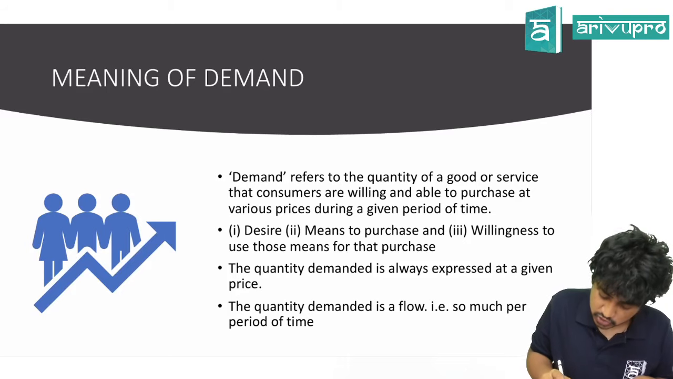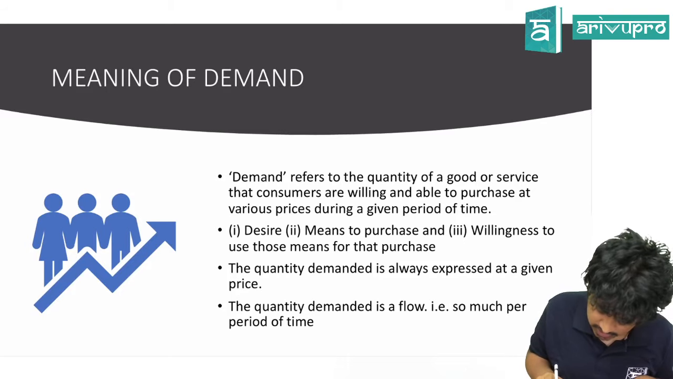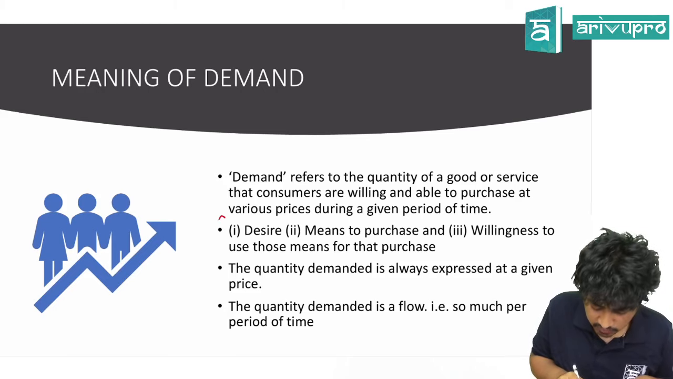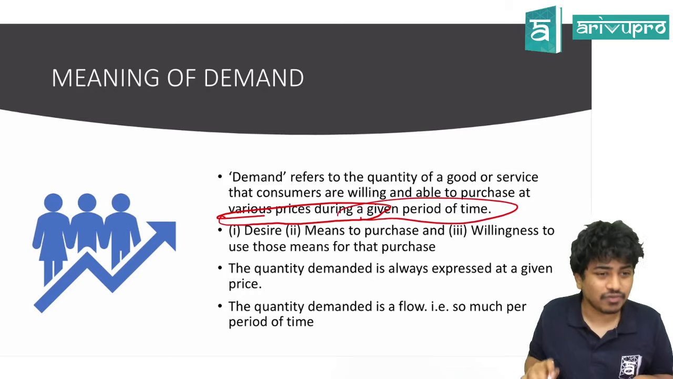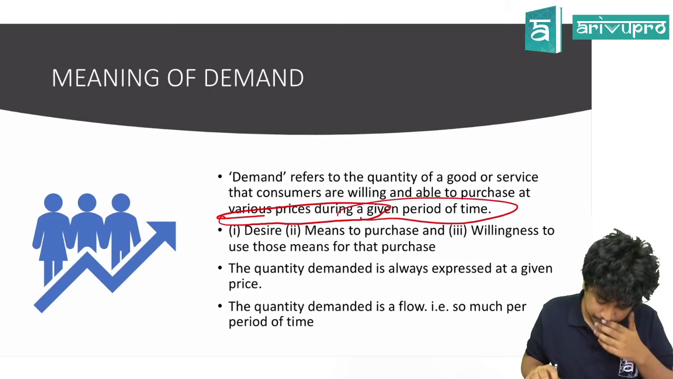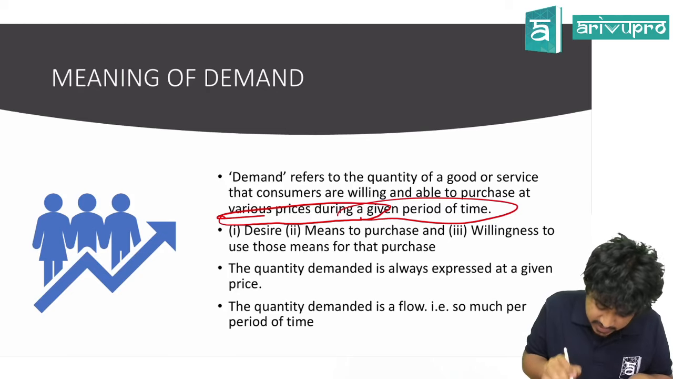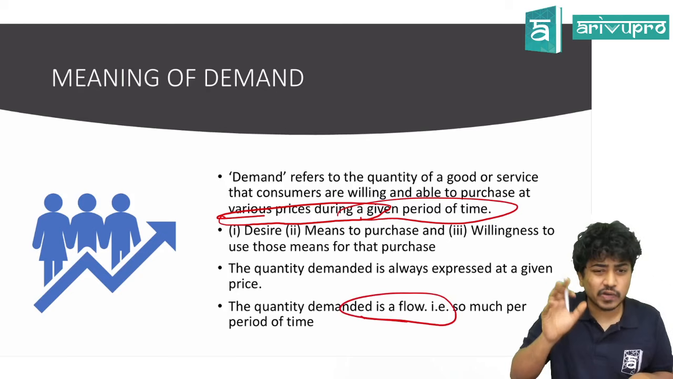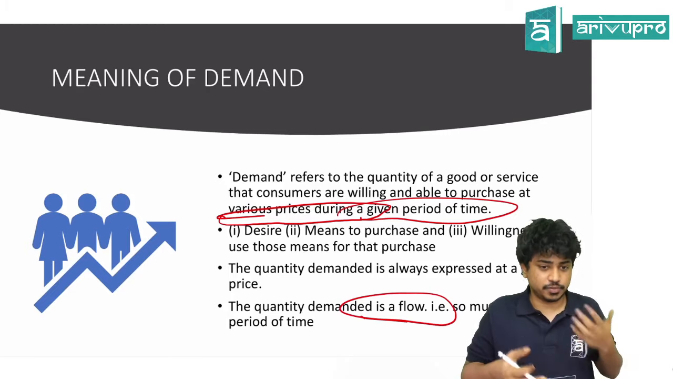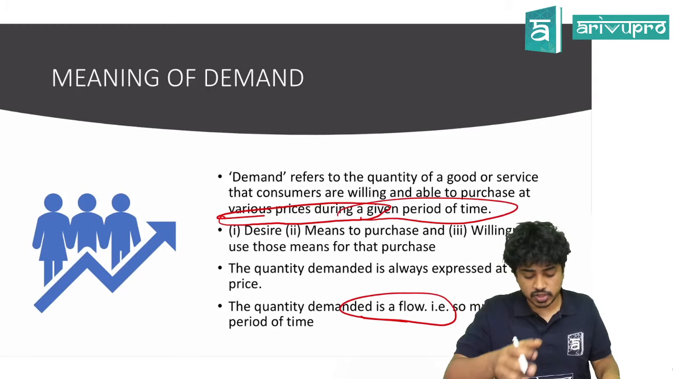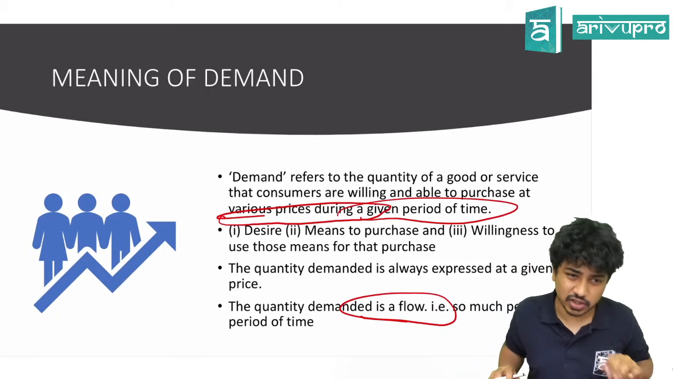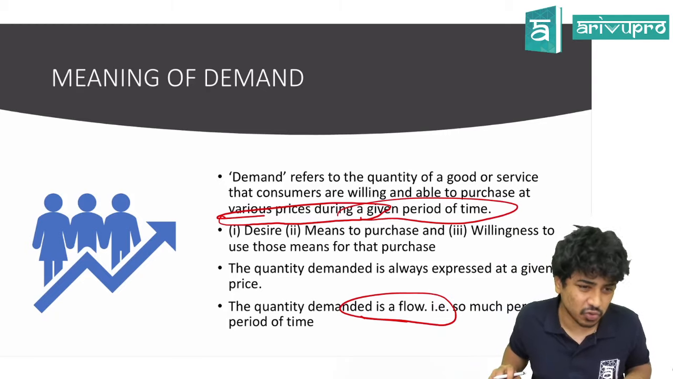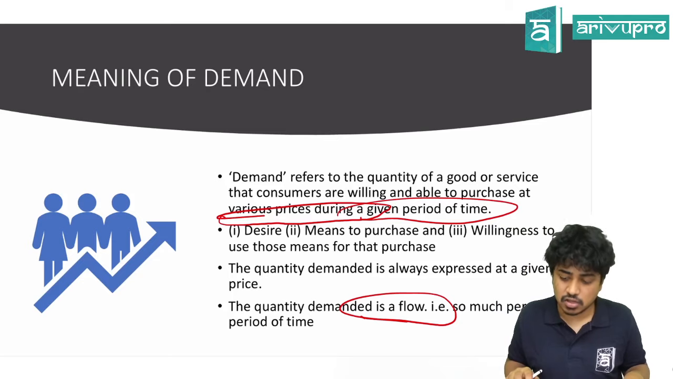So demand refers to the quantity of goods and services that consumers are willing and able to purchase at the various prices and given period of time. Now, because it's a given period of time, it is not always a stagnant product. It's a flowing concept. Every week you'll change. You'll say this much for this much period. So demand is a flow concept, which is not stagnant. So demand is always a flow concept.